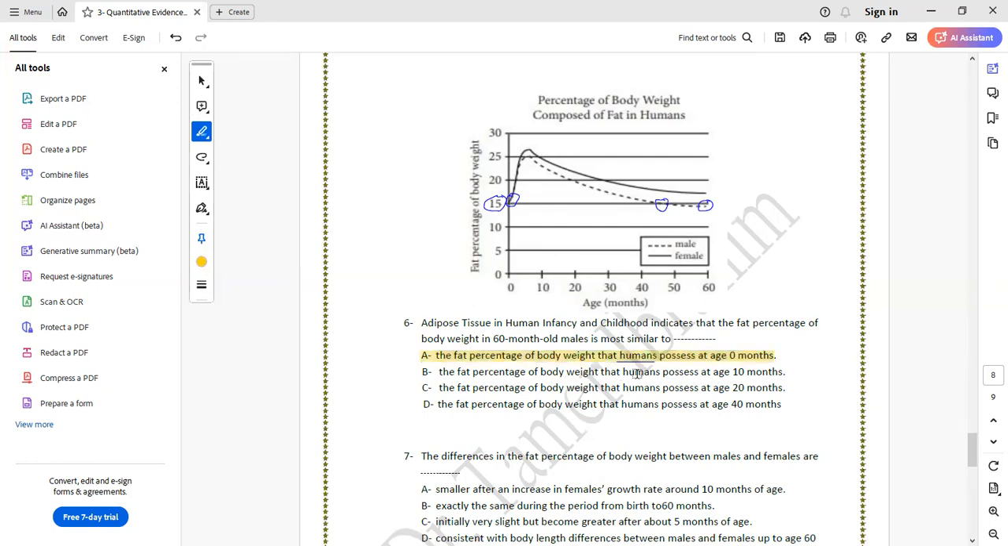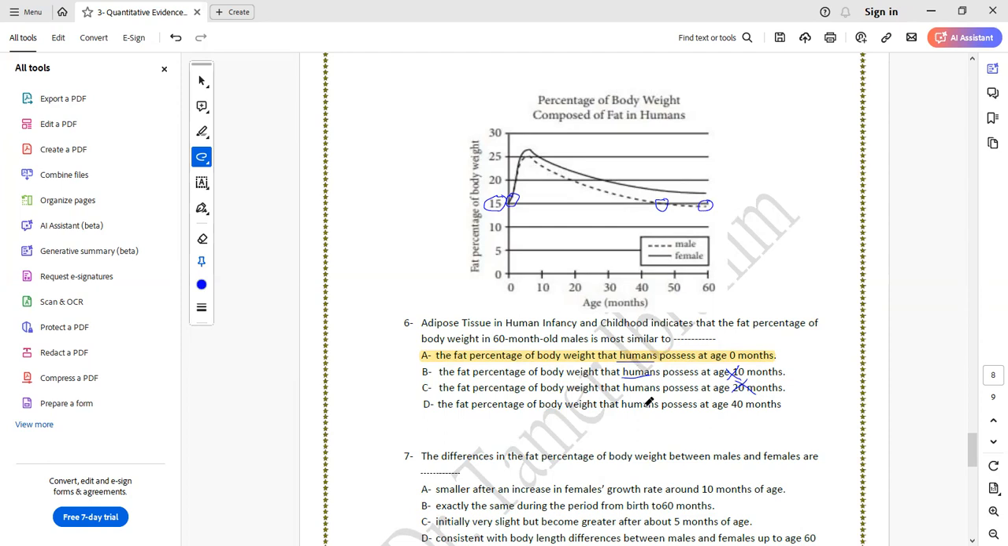The fat percentage of body weight that humans possess at age 10. Let's find. At age 10, we have different scales. We have one for male and one for female. But here it says humans. So how am I going to measure? And actually, it's not equal. So cancel. The fat percentage of body weight that humans possess at age 20. At age 20 also, we have male and female. And here it says humans, and it's not the same range.